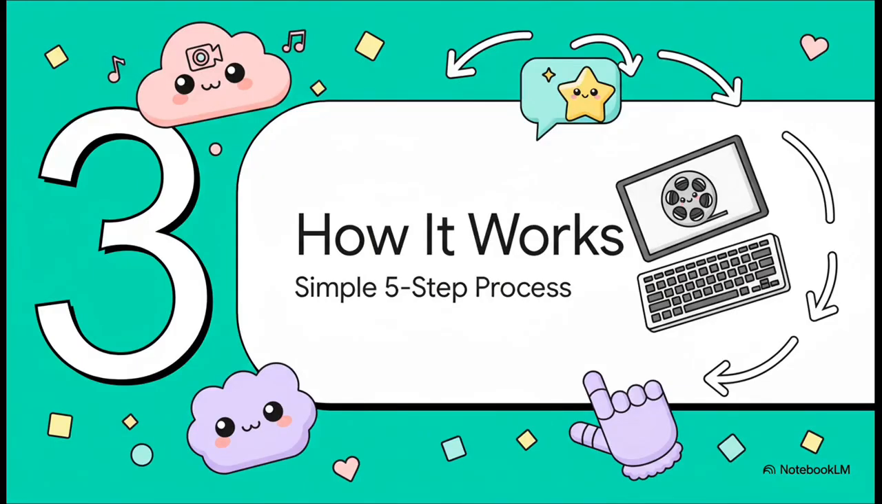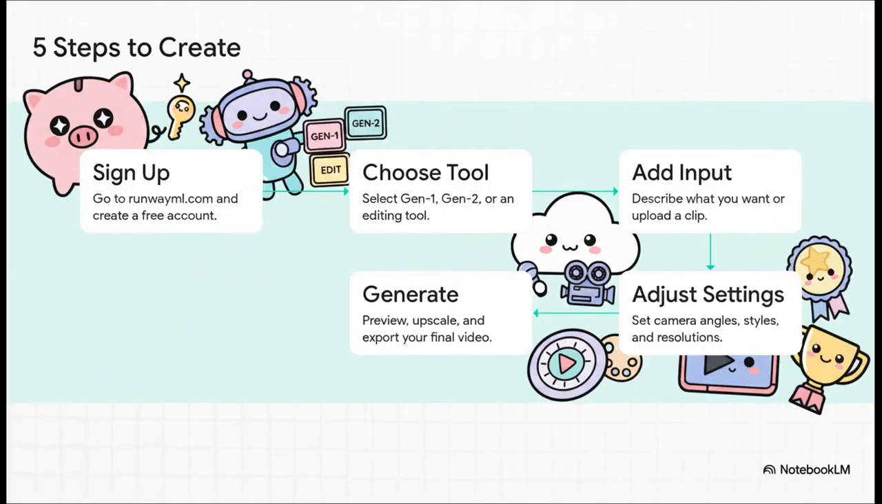So you've seen what it can do, but you're probably thinking, this has got to be incredibly complicated to use. Well, you'd be surprised. Let's walk through just how simple the process actually is. It really just boils down to these 5 simple steps. You make a free account, you pick whether you want to use Gen 1, Gen 2, or one of the other editing tools, and then you either type in your text prompt or upload your own video. You can tweak a few settings if you want, and then you just hit generate. And that's it. You need zero editing skills to get started.